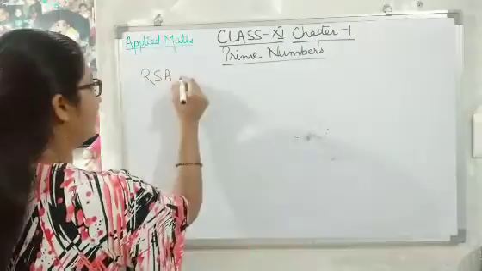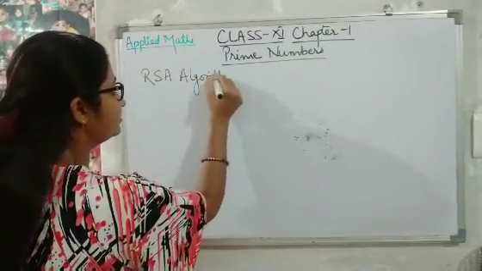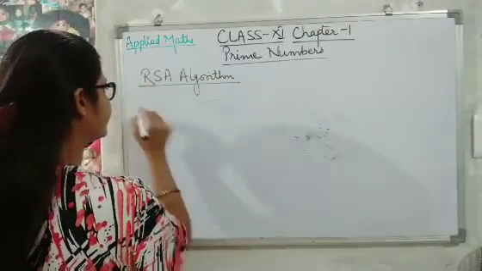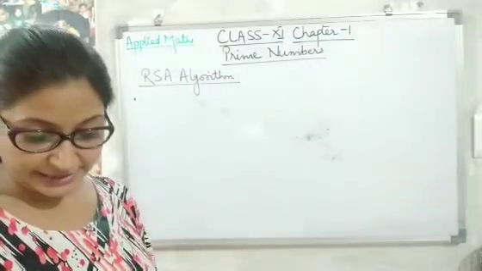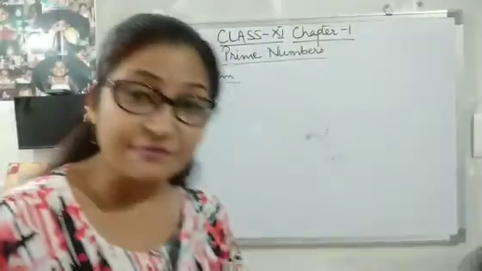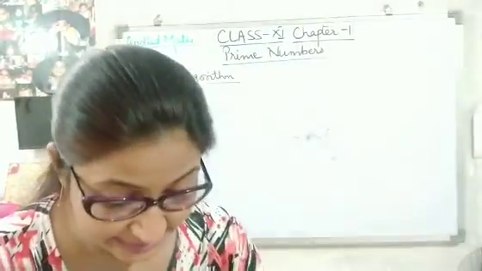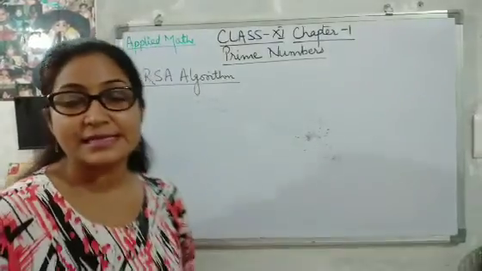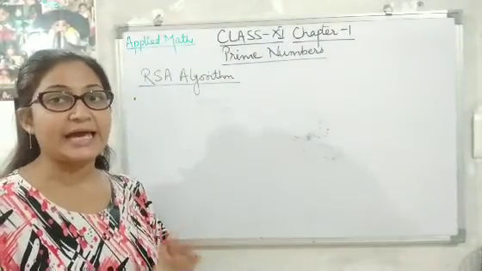Talking about the RSA algorithm, I am taking an example to explain here. The first thing that you have to do, students, is select two prime numbers, which we denote with the help of P and Q.